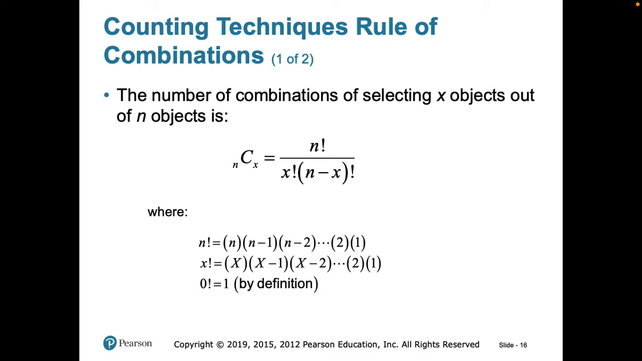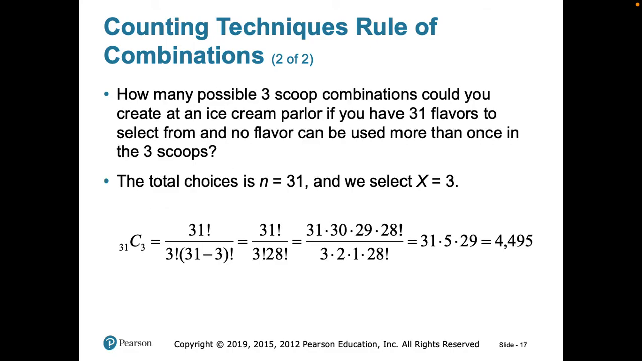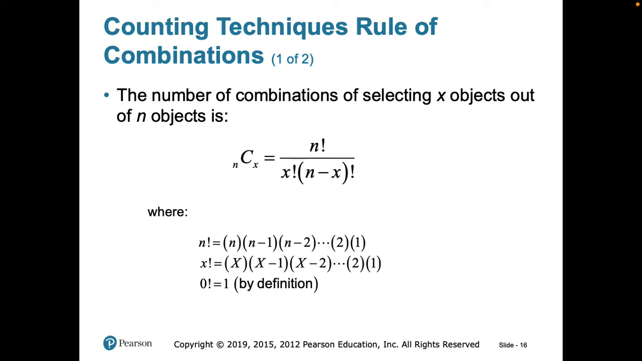So the number of combinations of selecting x objects out of n objects is, and here is our formula, n factorial divided by x factorial times n minus x factorial. One thing you need to keep in mind here is 0 factorial is always going to equal 1. Anytime you multiply anything by 0 gives you 0, but at the end you always get that 1. Just remember that, what we learned from the prior chapter.